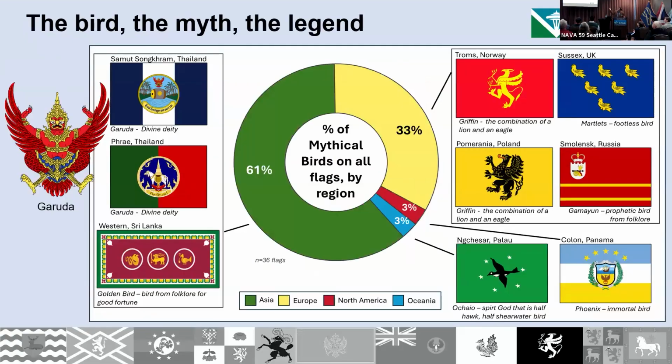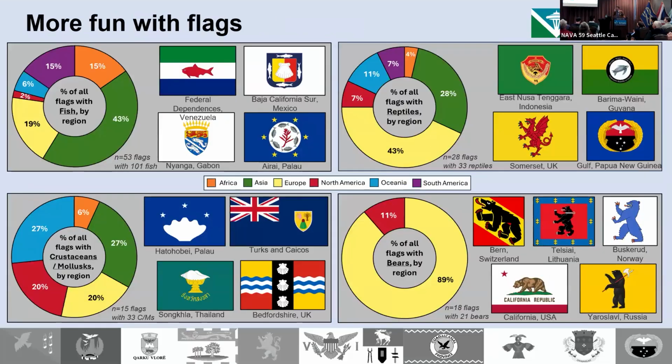Diving into mythical birds, again, they occur mostly in flags of Asia and Europe, mostly Garuda on the flags of Thailand. And then you have the griffin. Again, I know it's a mammal and a bird, so I classified it as both. The griffin occurs on Norway and Poland, for example. Then you have some other lesser common mythical birds in Oceania and North America, specifically the phoenix. I won't go over this. I'm almost out of time.